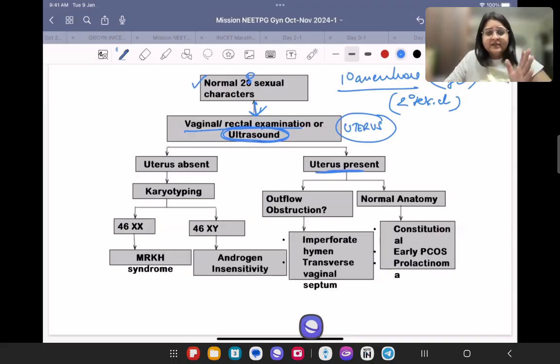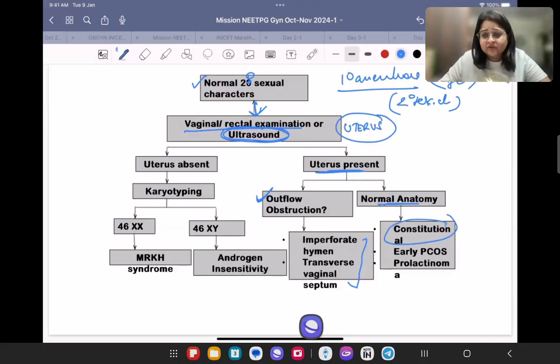So patient has come, say she is 15-year-old, secondary sexual characters are present. You examine her or you do her ultrasound, it says the uterus is present. Then look for history, कहीं पे outflow में obstruction तो नहीं है. Is she having cryptomenorrhea? Is she having abdominal mass? Is it an imperforate hymen? Is it a transverse vaginal septum? But if the outflow tract is also normal, then think that it could be normal.